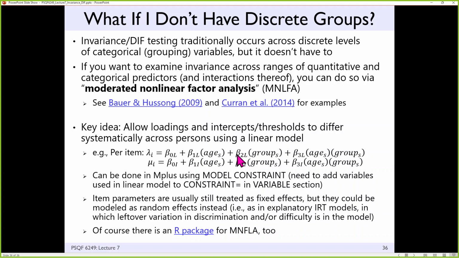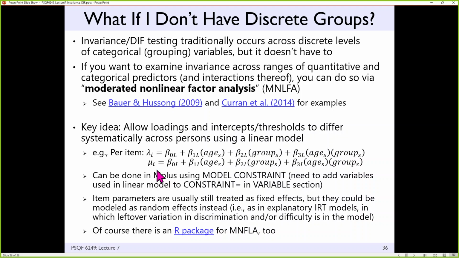So for instance, if I wanted to know if an item was more discriminating as kids got older, as well as potentially more discriminating in a group that had this characteristic instead of that one, then I can put in, these are essentially regression parameters, where beta 0 would be the expected loading at the reference age and for the reference group. Beta 1L would tell you how the loading changes as a continuous function of age. Beta 2 would tell you how the loading differs by group. And then beta 3 would even allow an interaction. So this would be the age slope within the reference group, this would be the group slope within the reference age, and then this would tell you how each of those things changes as a function of the other.